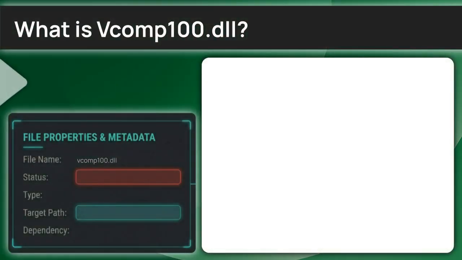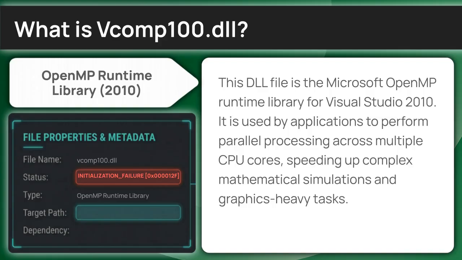This DLL file is the Microsoft OpenMP Runtime Library for Visual Studio 2010. It is used by applications to perform parallel processing across multiple CPU cores, speeding up complex mathematical simulations and graphics-heavy tasks. With that background out of the way, here is how we actually restore the missing component.